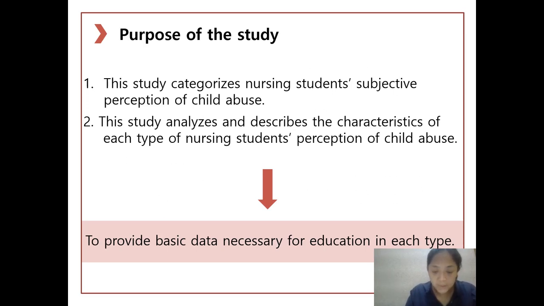The objectives of this study are to provide the basic data for presenting strategies for educating nursing students and also to provide information about nursing students' perception of child abuse by examining the types of the nursing students' subjective perception of child abuse by applying the Q methodology. The concrete objectives of this study are as follows. This study categorizes nursing students' subjective perception of child abuse. This study analyzes and describes the characteristics of each type of nursing students' perception of child abuse.